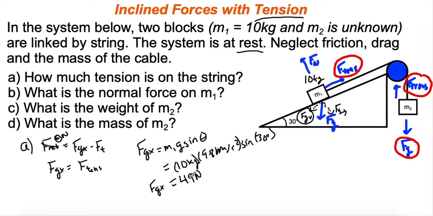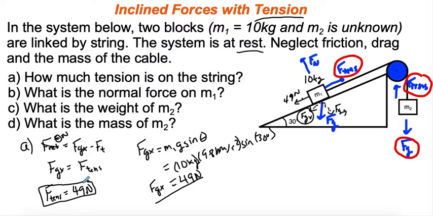So from there, it's just going to kind of be like a domino effect because we're going to go from one thing to the next. So how much tension is on the string? Well, if this is 49 newtons pulling me down, then tension is 49 newtons holding us up. So force of tension is going to be 49 newtons holding us back up.